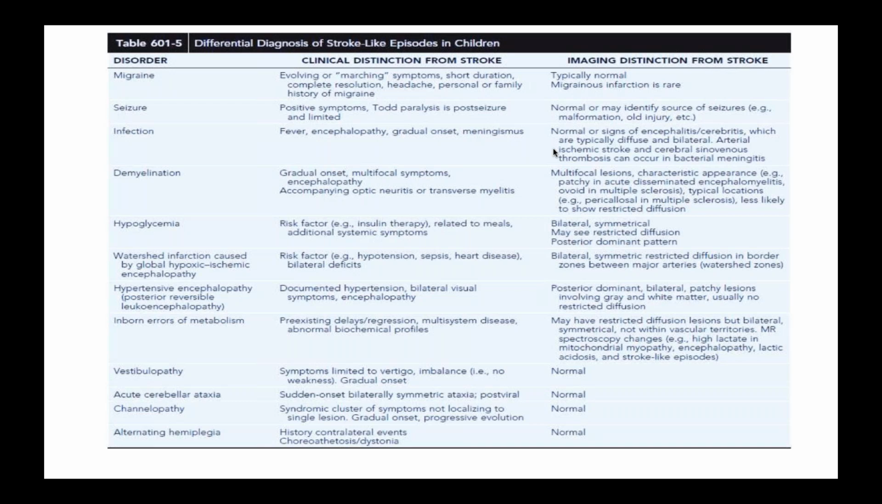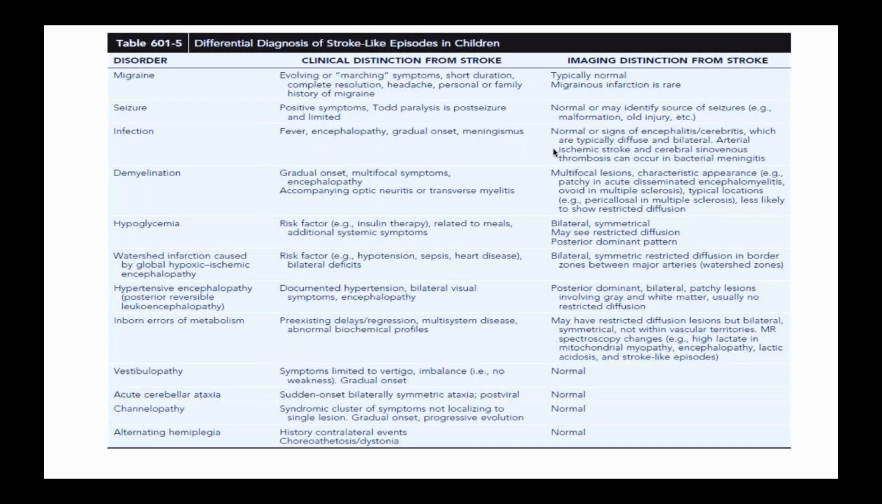Vestibulopathy is very important because these children will present with unstable gait, vertigo, imbalance. This has a gradual onset, so they may mimic stroke. We may find them as a gradual onset and evolving kind of stroke. However, the imaging is absolutely normal. Cerebellar ataxia, channelopathies can also present with features of imbalance, weakness. So all these things will be there. However, the imaging will be absolutely normal.